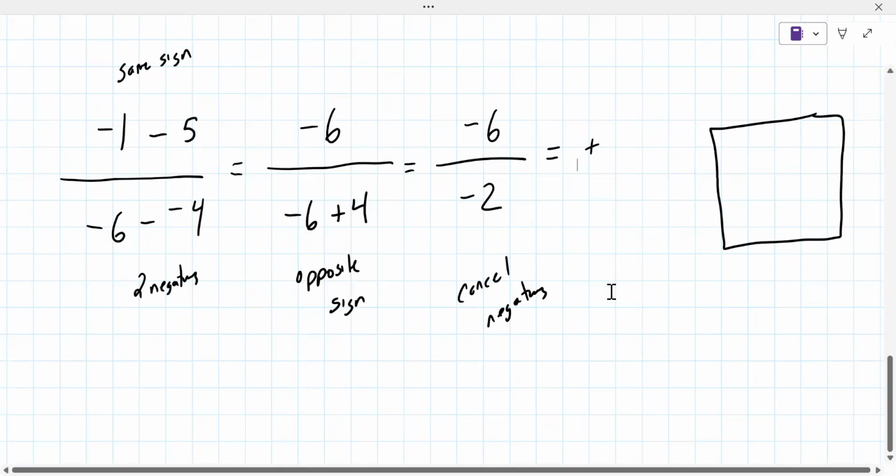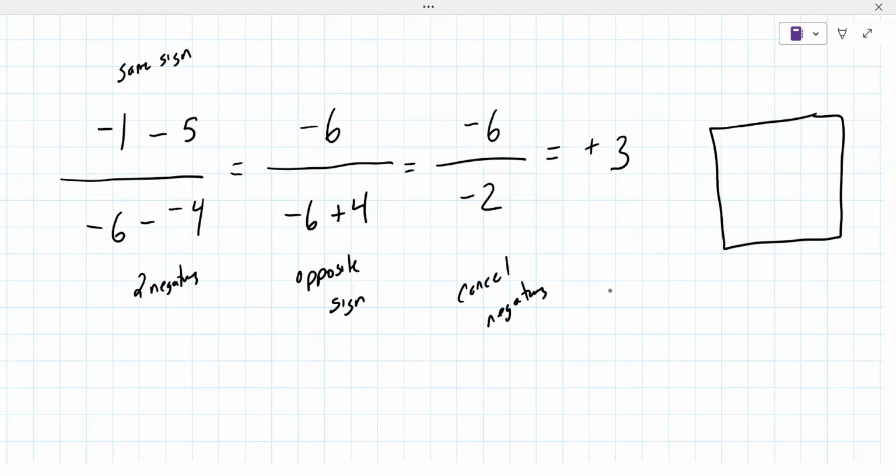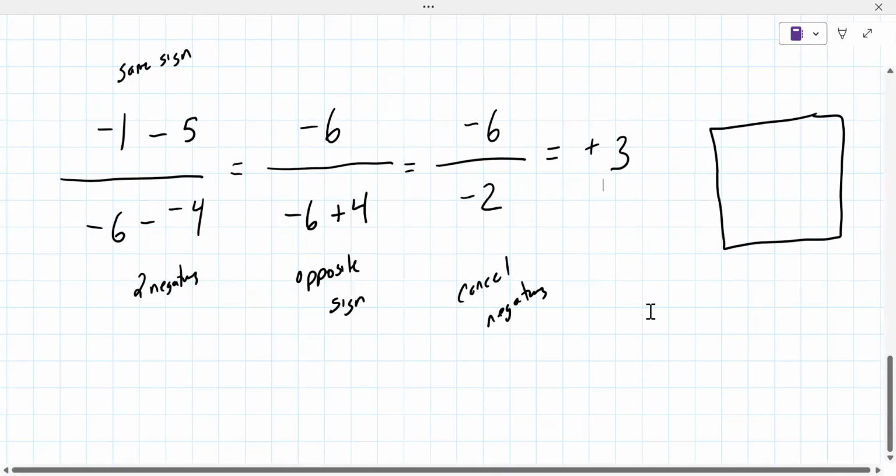What is 6 divided by 2? That would be 3. Positive 3. Okay. So, you did an example.